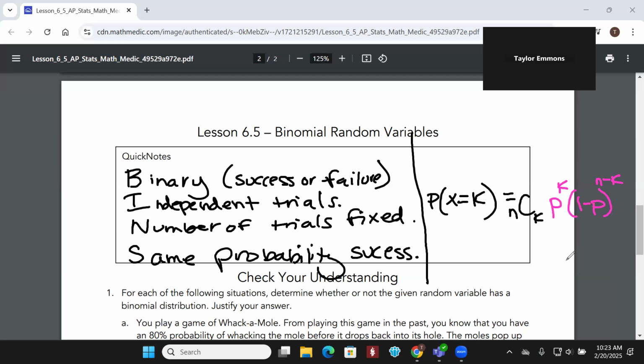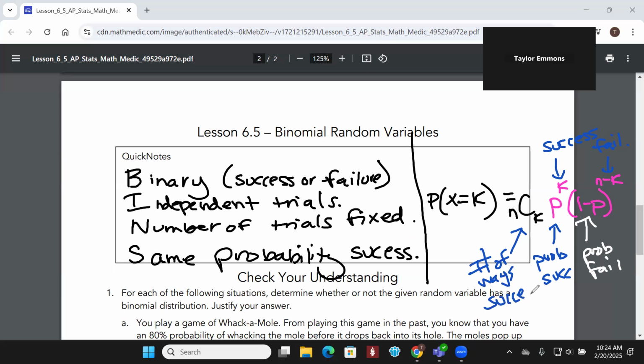Yep, lots of variables. P is the probability of success. K is the number of successes. N minus K is the number of failures. Okay, so it's just like what we wrote down earlier. So this is success. This is failure. Oh wait, I'm sorry, I need to erase this. This is the probability of failure. Probability of success. This is the number of ways to get success. I know that one's really tough. I got it. Okay.